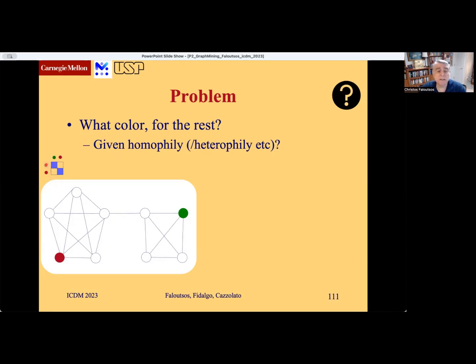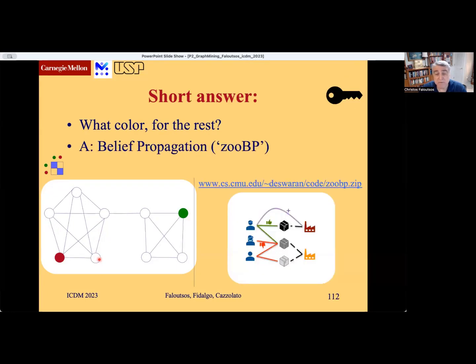Usually the compatibility matrix is homophily, so green people have green friends, red people have red friends. Sometimes we may have heterophily, where talkative people have silent friends and the other way around. The question is, given all this information, how can we quickly figure out what are the colors of the rest of the nodes, red or green? And the answer is belief propagation, and there are many versions and many implementations.